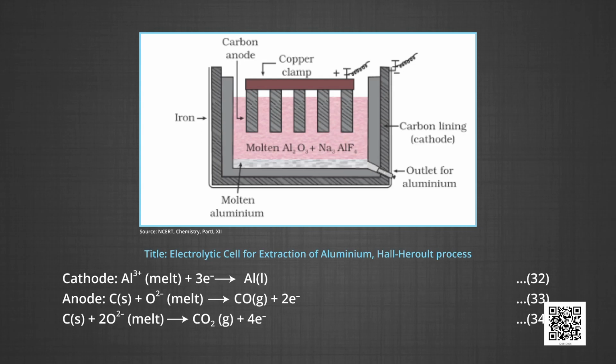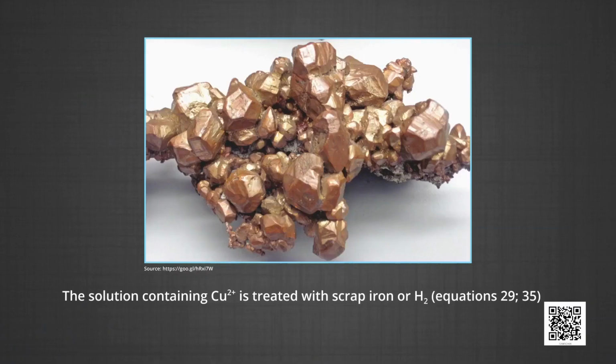The coke plus oxide ions give also carbon dioxide and 4 electrons. Now, let us understand another method, that is hydrometallurgy. Copper from low grade ores of copper and scrap copper is extracted by hydrometallurgy. It is leached out using acid or bacteria. The solution containing copper ions is treated with scrap iron or hydrogen.